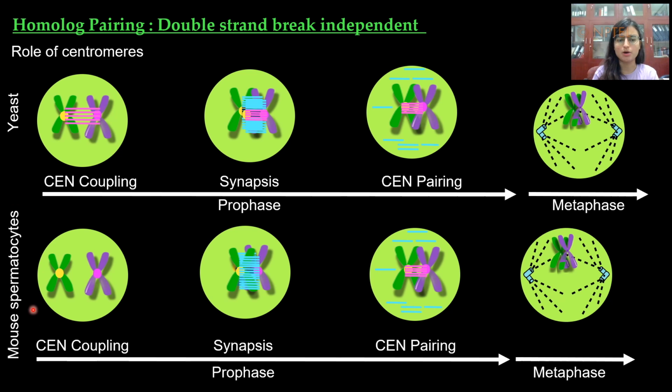However, in the case of mouse spermatocytes, centromeric coupling has not been detected. Synapsis occurs and is followed by centromeric pairing, which is followed by metaphase. So what we see here is that centromeres play an important role in homolog pairing even before double-strand breaks are generated. Therefore, this is one of the mechanisms wherein homolog pairing occurs independent of the DNA double-strand breaks.